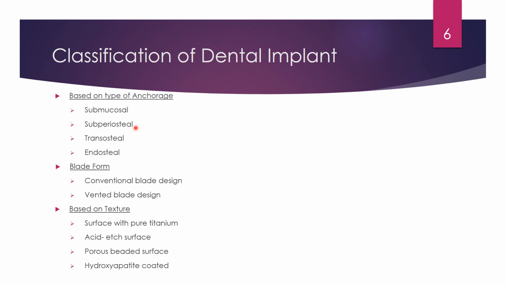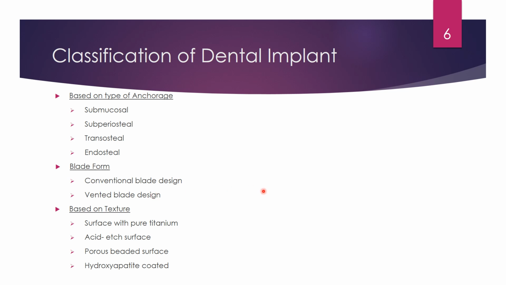Coming to the subperiosteal, the metal implant framework rests directly on top of the bone surface, underlying the periosteum, and provides attachment posts which extend through the gingival tissue for prosthetic anchorage. Okay, so we'll be seeing all the photos in the next slides. Coming to the transosteal, it penetrates the entire thickness of the cortical plate or the bone, which is now not used at all. Okay, so coming to the blade form, these are the conventional blade designs and the vented.